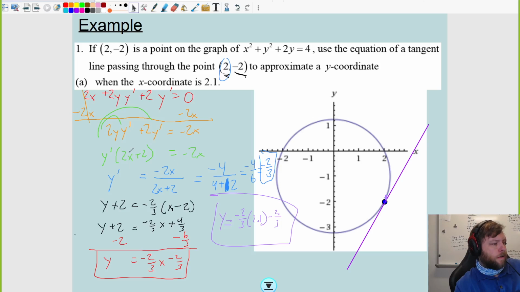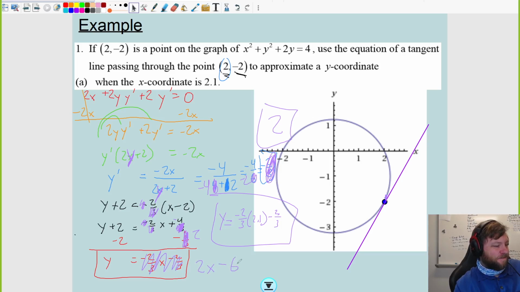Oops. That changes everything, huh? Not everything. Uh-oh. That should have been -4 plus 2, which is -2. That changes my slope to positive 2. And that becomes y plus 2 equals 2x minus 4. I subtract 2 on both sides.